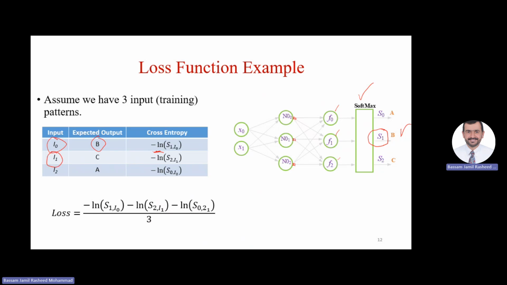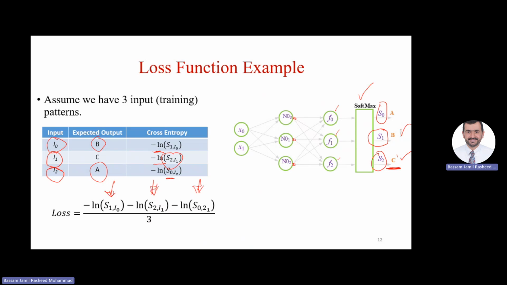Let's go to the second input pattern, right? When we apply the second input pattern, we know that the correct output is C, right? This one here. So the loss is computed by taking the ln of S2. Why S2? Because it corresponds to the correct output. Let's apply the third input, which is I2, right? What is the loss function? It is minus ln of, okay, the correct output is A, then I take S0. So minus ln of the S that corresponds to the correct output.